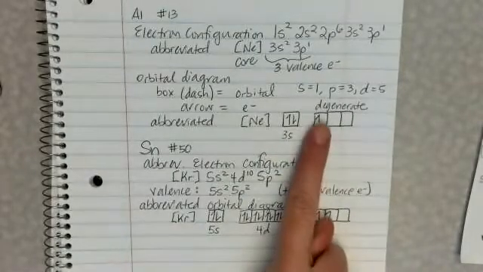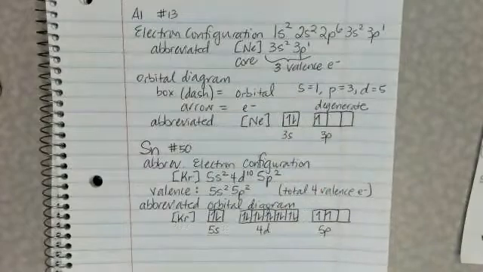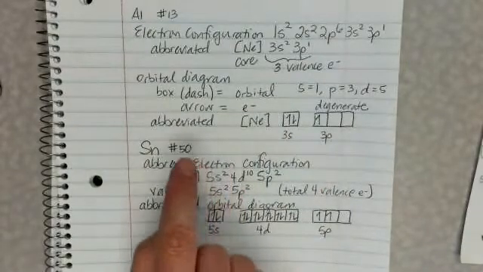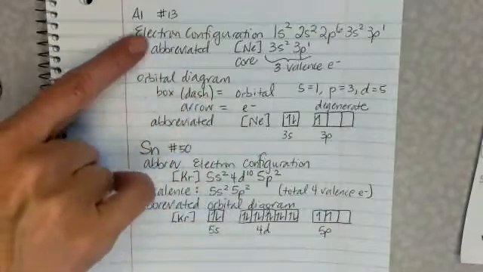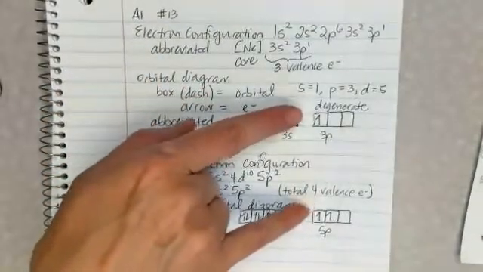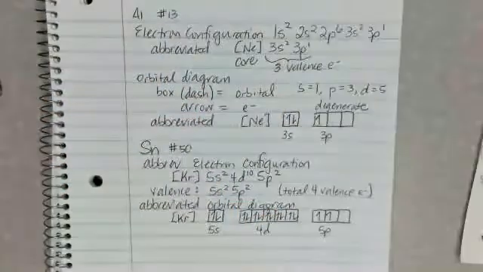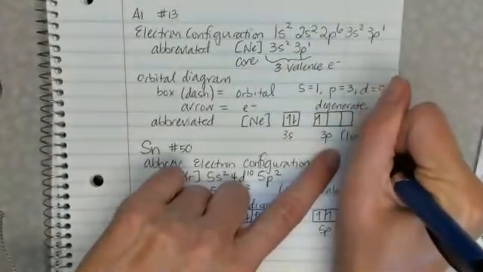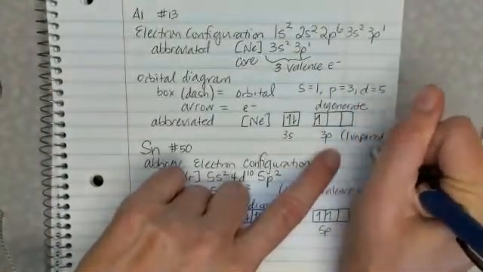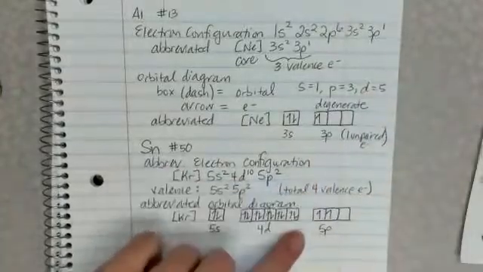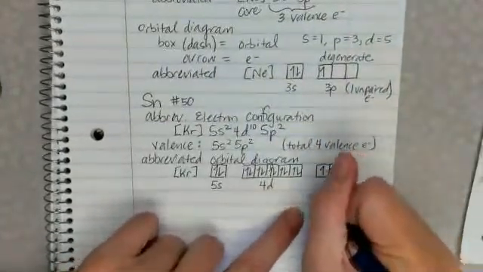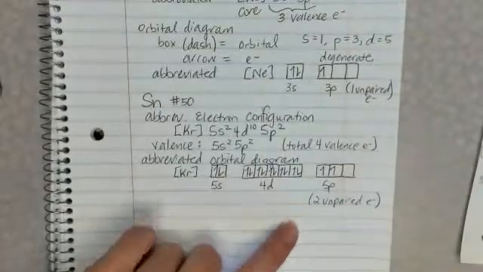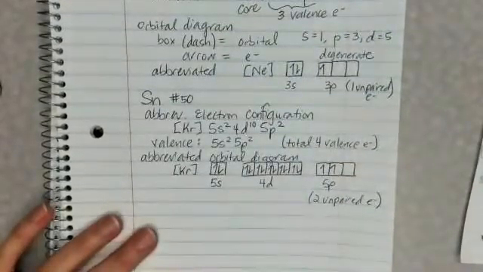If you have unpaired electrons, then you have paramagnetism and it has more of an attraction for a magnetic field. So when you look at both of these atoms, aluminum and tin, these would both be paramagnetic. When we do the orbital diagram, aluminum has 1 unpaired electron. Tin, the atom, has 2 unpaired electrons. And if it has unpaired electrons, again, it's paramagnetic.